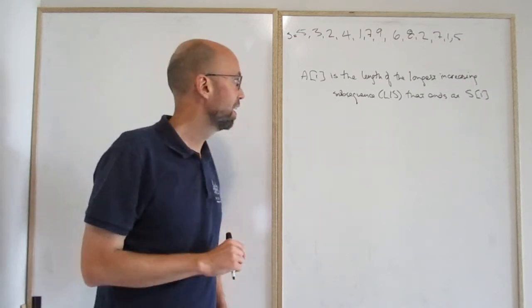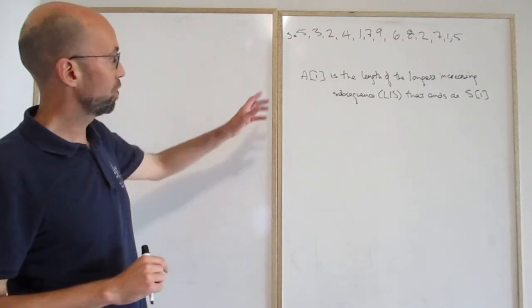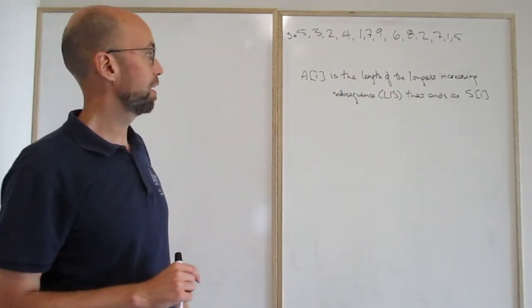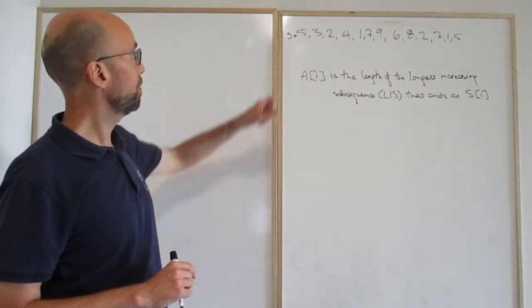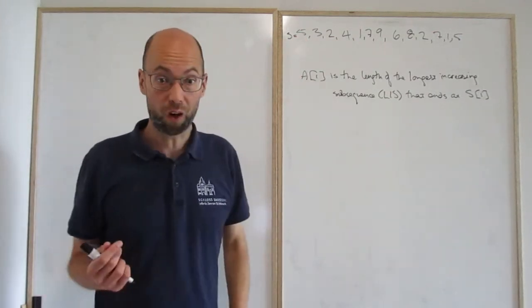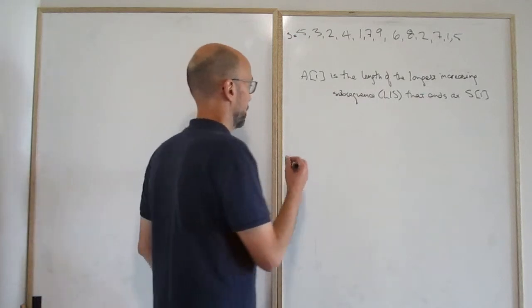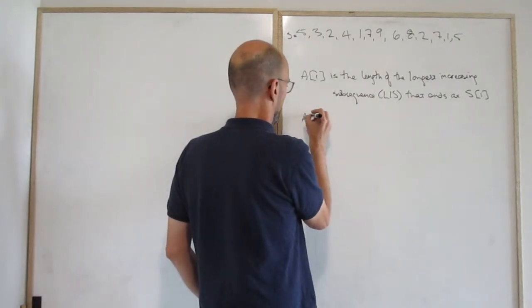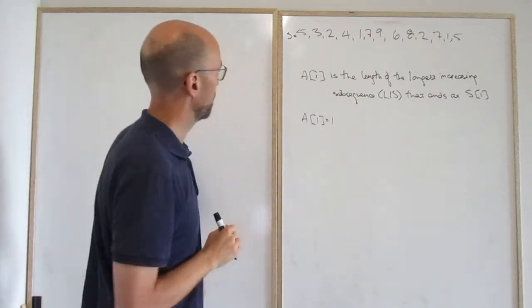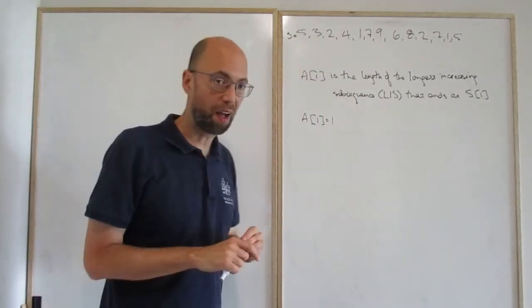Okay, good. So A_i is the length of the longest increasing subsequence that ends at S_i. So it's easy to work out A_1. A_1 equals 1 because you have the sequence 5.